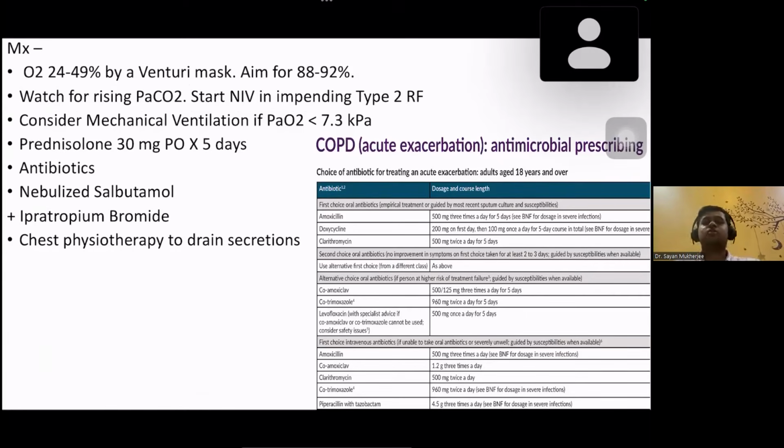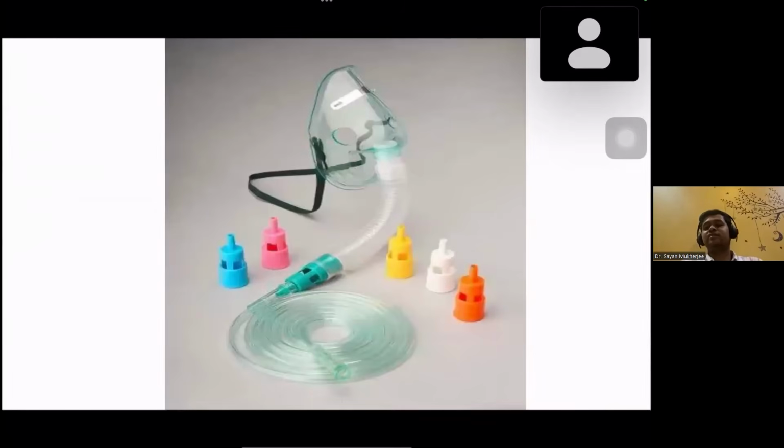This is not like asthma. You can't just give him a tight-fitting oxygen mask and start the oxygen. You need to use a specific form of mask called a Venturi mask. This is a Venturi mask.